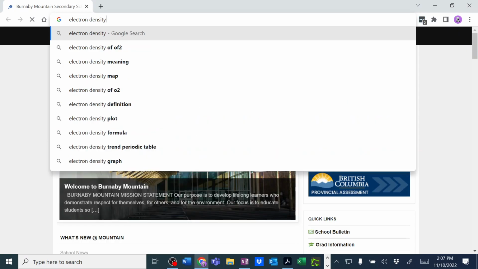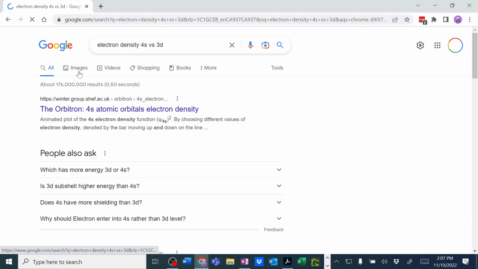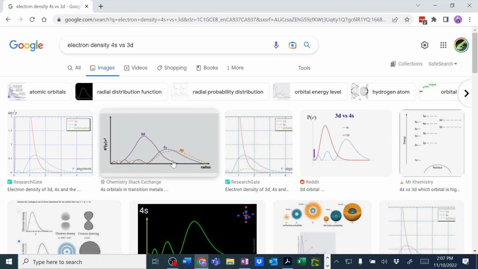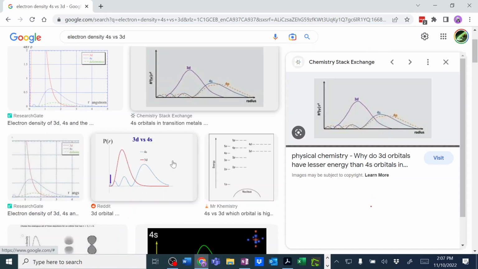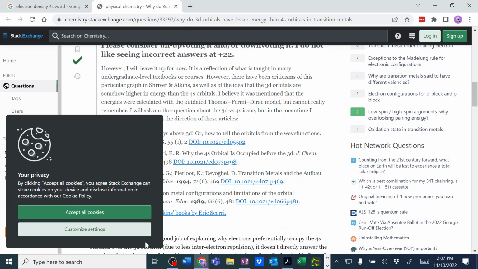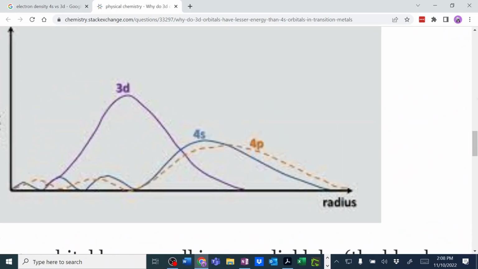Electron density, we want the 4s versus 3d. Images. Okay, where's our picture? Here's our picture. There we go.